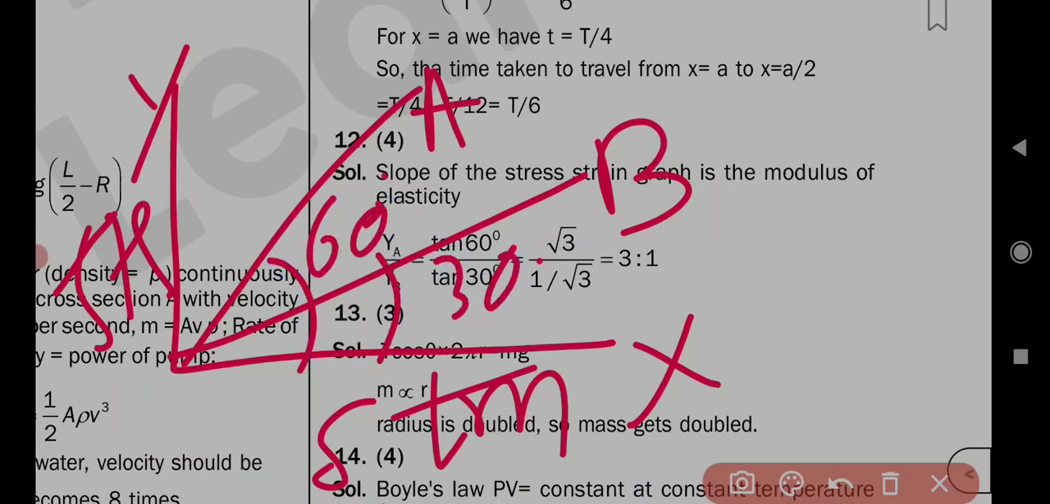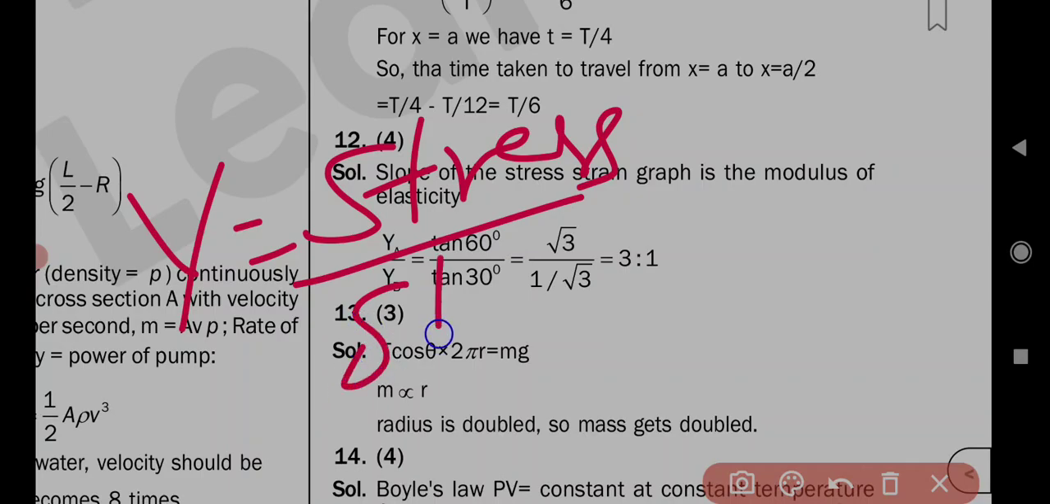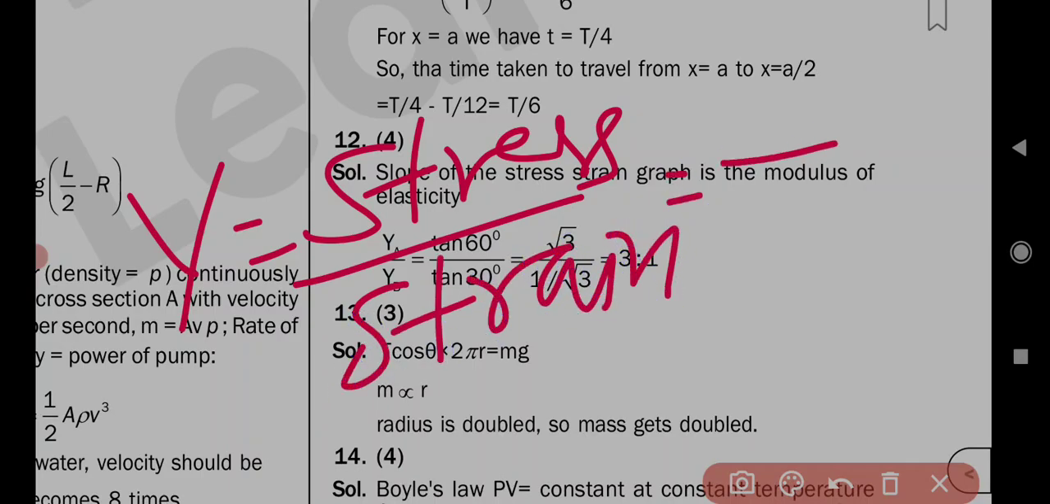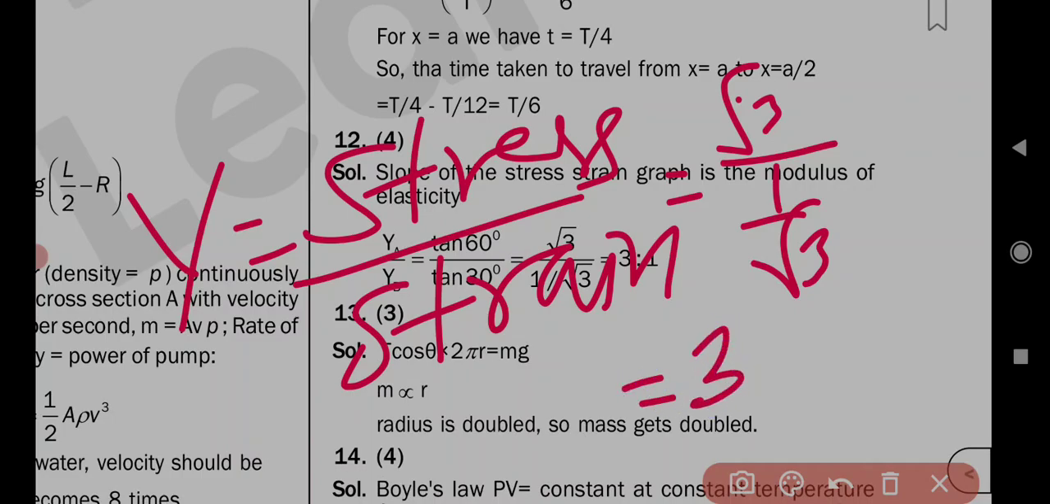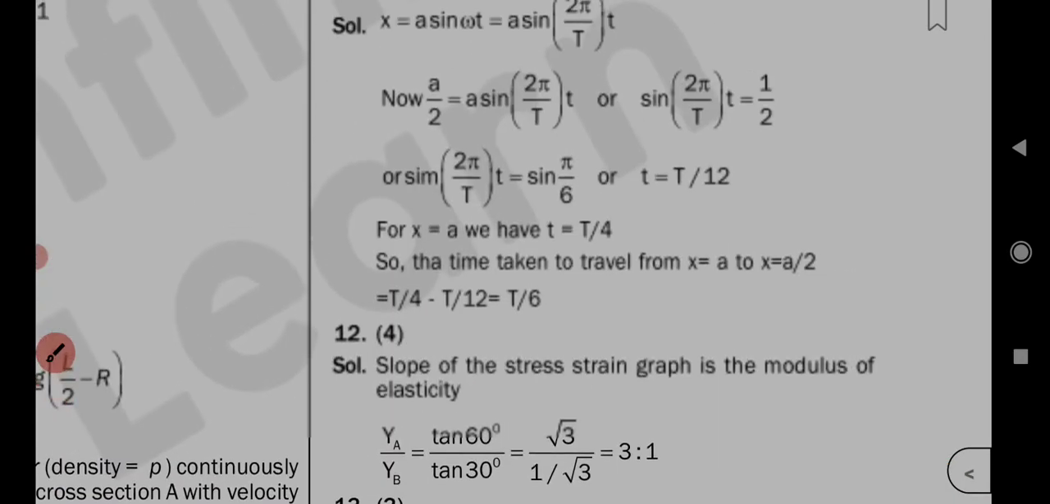So you know stress by strain is Y. According to Hooke's law, stress by strain, Y axis by X axis, is nothing but tan 60. Tan 60 is how much? That is root 3, and this is tan 30, 1 by root 3. So root 3 into root 3, 3. So Ya is equal to 3 Yb. So the fourth option matches, isn't it? Yeah, check it out. Let's see the next question.